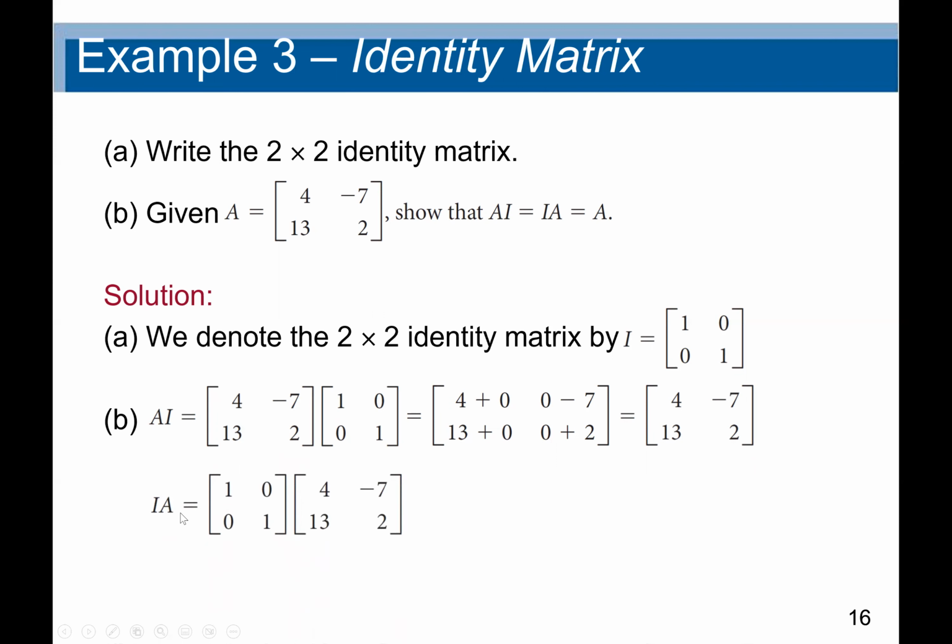And now I times A also will give us the same answer. So we say therefore A times I, or the identity matrix, is the same as identity matrix times A, and is the same as A.